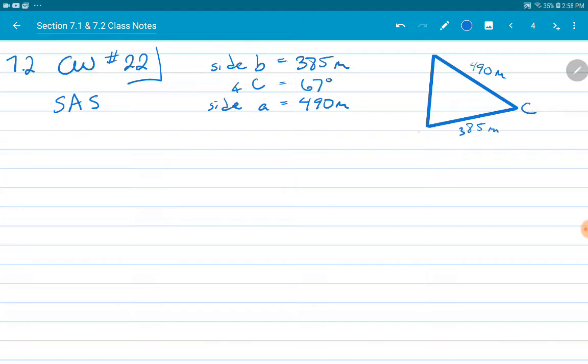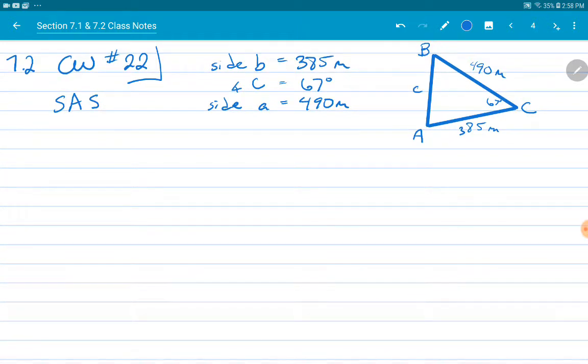So this is C. I just did side A over there, so that would be A here. And across from 385 is going to be the B. C is 67 degrees, so I also have an unknown, a little c. All right, so it is definitely a side angle side now. I can see that clearly from the picture.